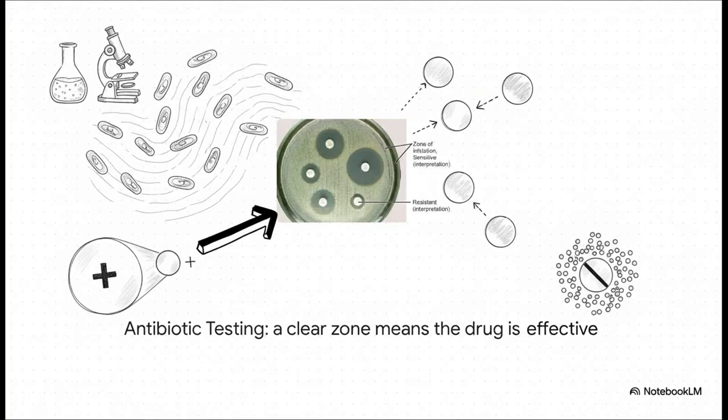The bacteria are spread out all over a plate, like laying down a lawn of grass. Then, these little white paper discs, each soaked in a different antibiotic, are placed on top. And look, where the antibiotic works, it creates a clear zone of inhibition, a dead zone where the bacteria just can't grow. The bigger the zone, the more sensitive the bacteria are to that drug. No zone? That means they're resistant.